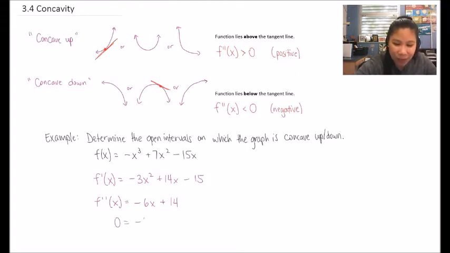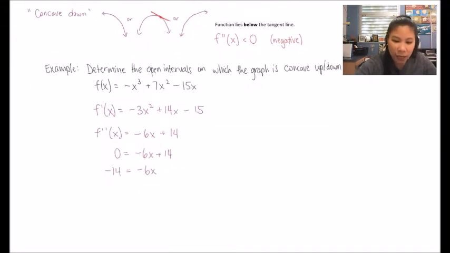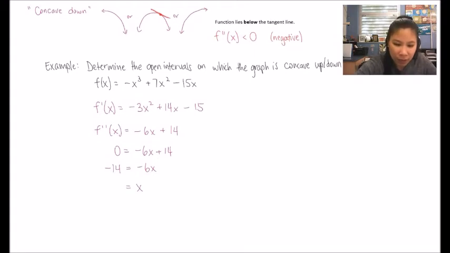So I'm going to set the second derivative equal to 0, and then solve for x. If I subtract 14 on both sides and then divide by negative 6, I get, and reduce, 7 over 3. Okay, so it's like our critical point, but it's not really a critical point. But we're going to do that same process with the number line here.